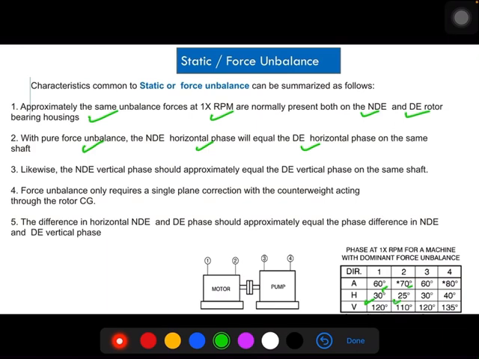And force unbalance only requires single plane correction with the counterweight acting through the rotor CG. By using single plane balancing, you can do the correction here. And the difference in horizontal NDE and DE phase should be approximately equal to the phase difference in NDE and DE vertical phase. Means horizontal 30 minus 25 degrees, vertical 120 minus 110 degrees. They are approximately close to each other.